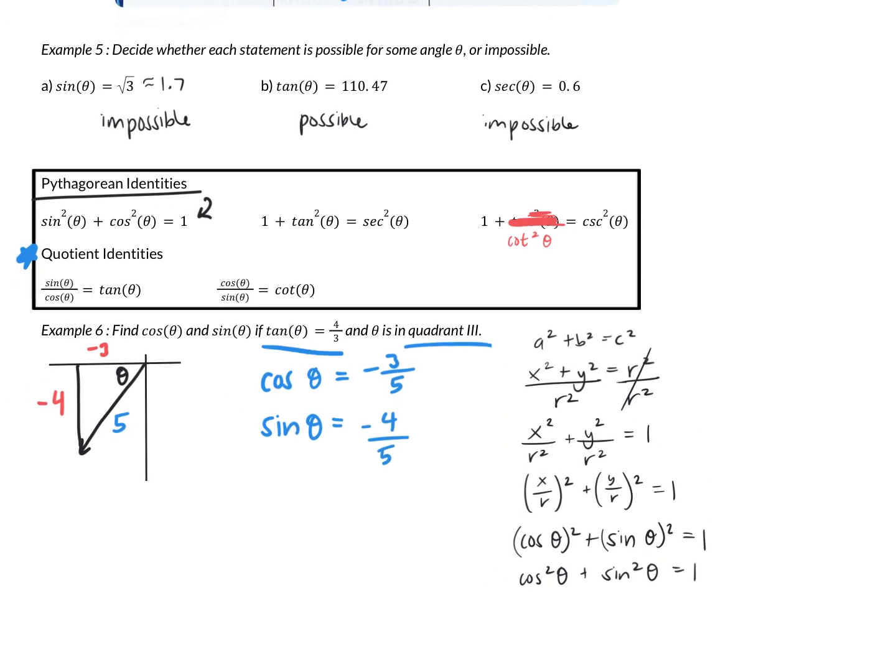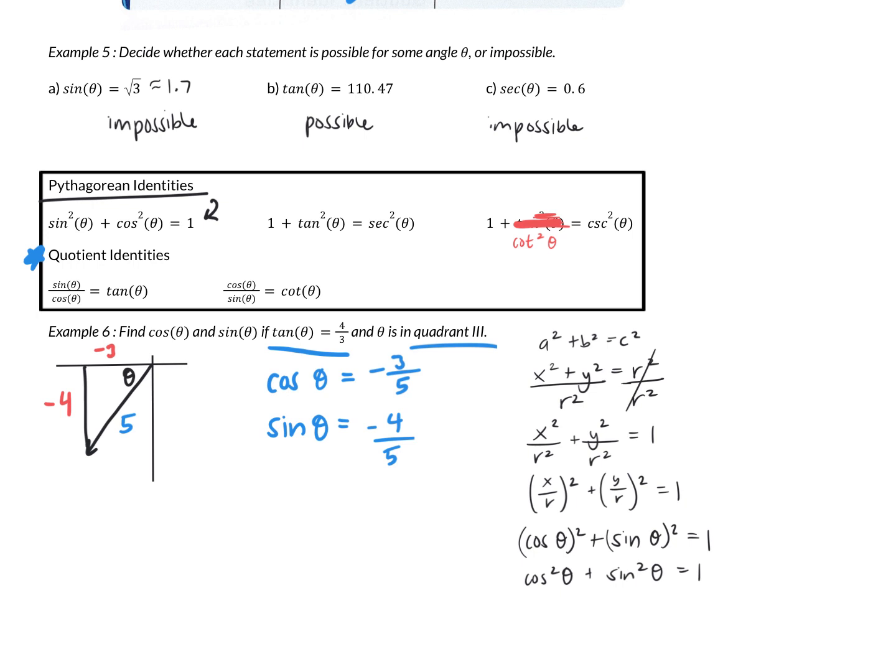Now, you can find out the other identities by doing the exact same process. Instead of dividing by r squared, you can divide by x squared and y squared to get those other things as well. So we'll be using a lot of these identities to manipulate some equations and solve for some things. But that is it for notes.